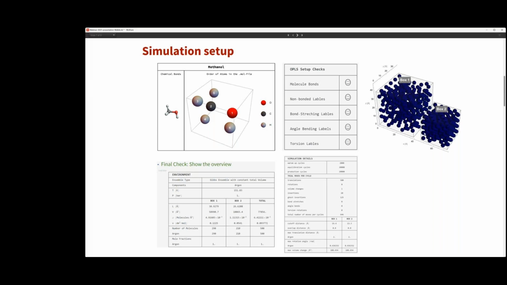Then, having completed all the required inputs, a final check is provided before the setup is exported and executed as a next step. And this check includes the state variables, the particle numbers in the boxes, the simulation details, like the number of warm-up cycles, equilibration cycles, and production cycles, and the proposed trial numbers per cycle.